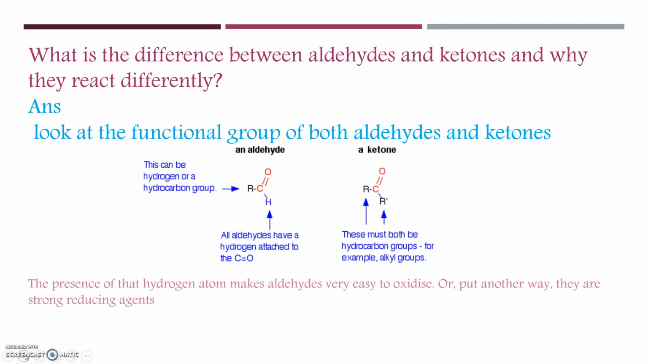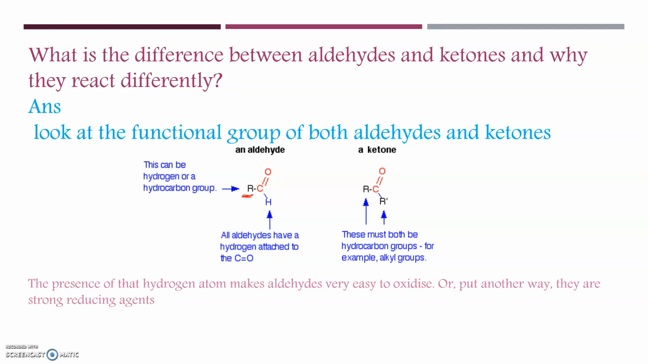Now, the difference between aldehydes and ketones, why they react differently. To learn what makes them different, you have to look at the functional group. For an aldehyde, the functional group is CHO attached to an alkyl group. This alkyl group, in the simplest case, can be hydrogen, and this is just for methanal. So this can be hydrogen or a hydrocarbon group, right? All aldehydes have one hydrogen attached to the carbon, which has a double bond with the oxygen.